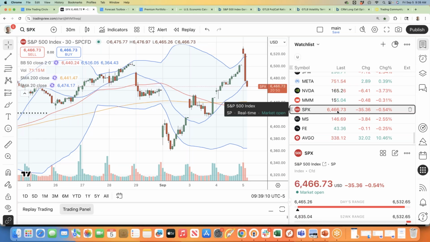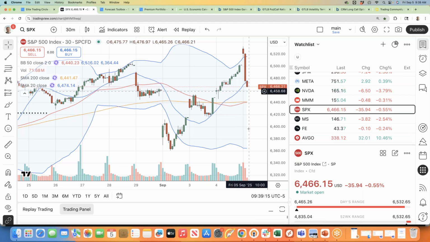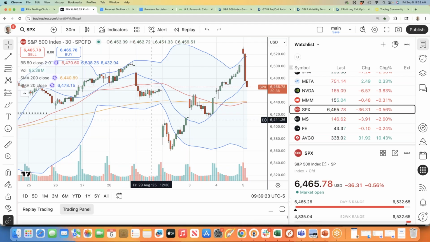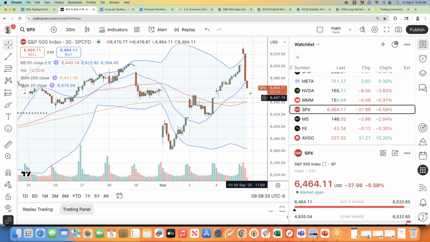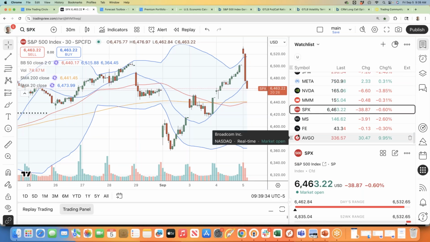If it drops below 6,450 and stays below 6,450, we could have a quick move to the support put wall at 6,400, which we've been talking about for the past few weeks. So we'll see if 6,450 will hold. The same thing could be said about Broadcom. Any questions?